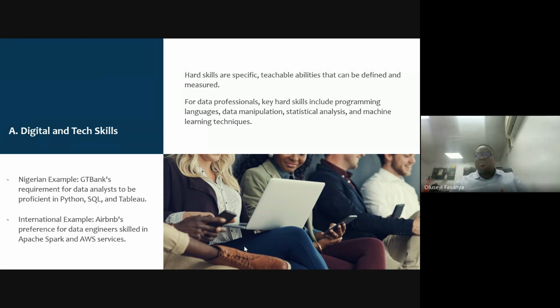So that talks to even organizations evolving. This is not a skill that was evident or that existed in the past, like 5, 6, 8, 10 years. Those weren't important skills for analysts. But right now, for you to be successful, you need to be able to use those tools in terms of proficiency. On the international sphere, Airbnb's preference for data engineers skilled in Apache Spark and AWS services talks to some of the digital and technical skills that are required.